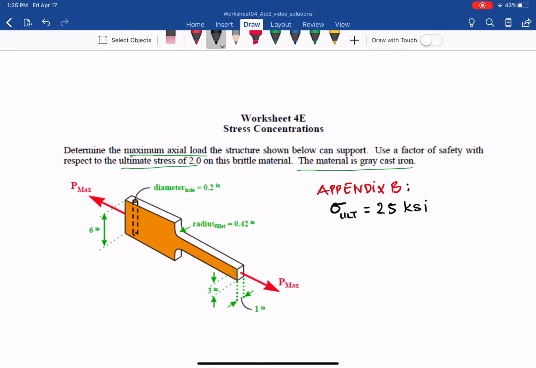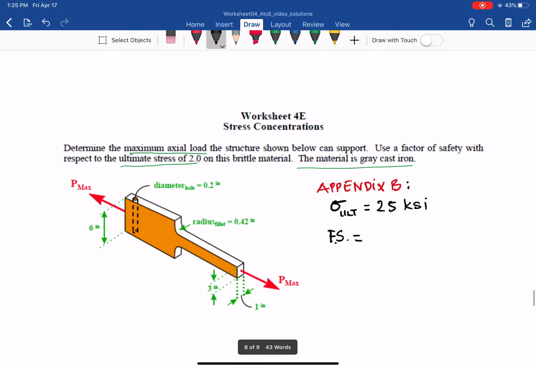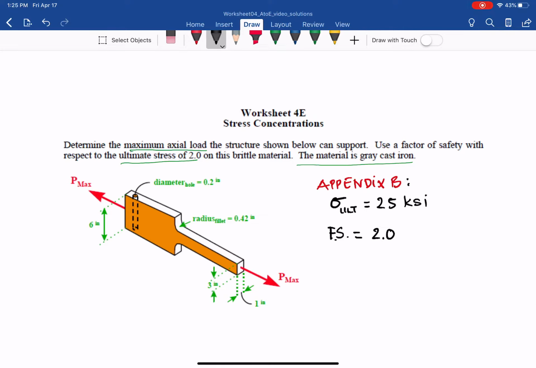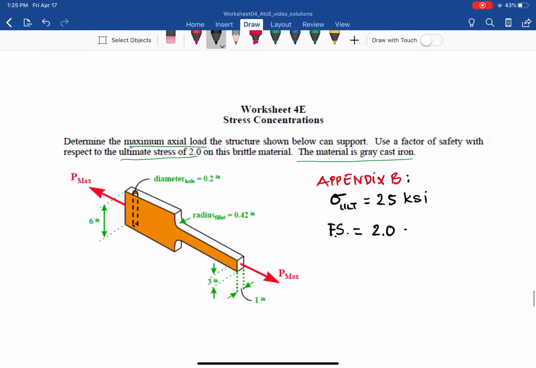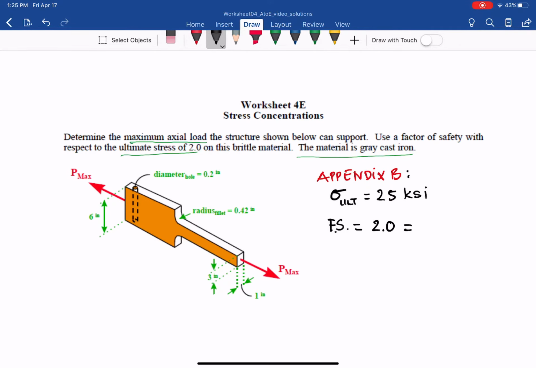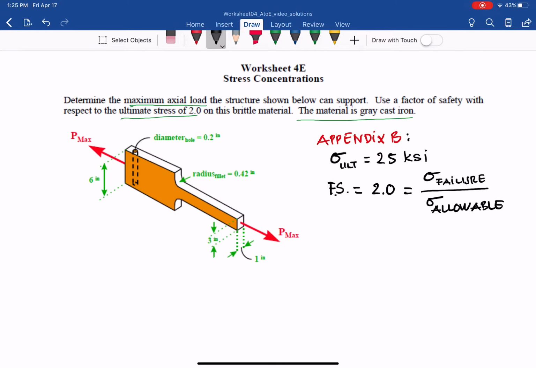With respect to the factor of safety that the problem gives us, the factor of safety is equal to 2. If you recall, this is with regard to the ultimate stress, so it will be the factor of safety for the stress. It will be sigma failure, the failure level, over the allowable level. In this case they talk about stress, so we put sigma.